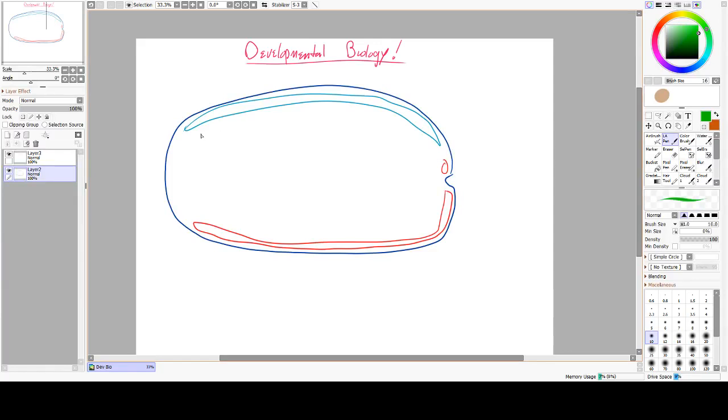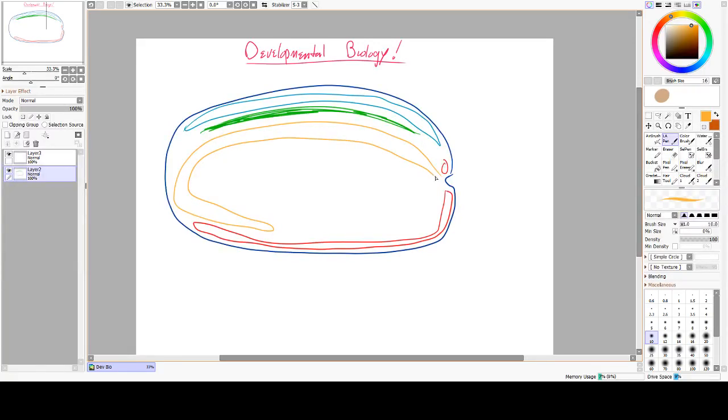And then notochord here. Yellowish. Whee! Whee! Bloink. Okay. Oh, I need more red. I need more red to put some here. Okay.